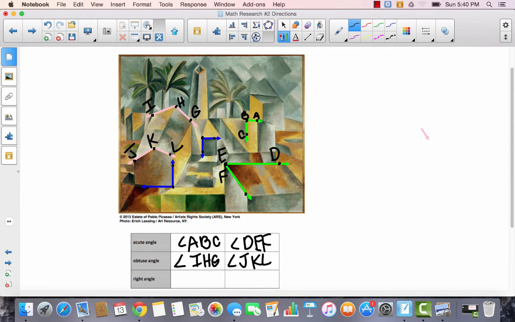So our last letter I ended with was L. So I'll call this M, N, O, and then P, Q, and R. So I've got angle MNO, and angle PQR. So we identified acute angles, obtuse angles, and right angles.